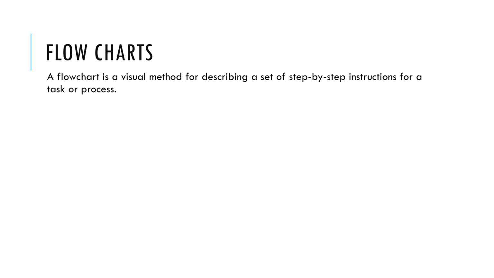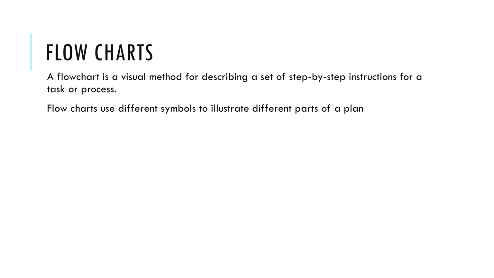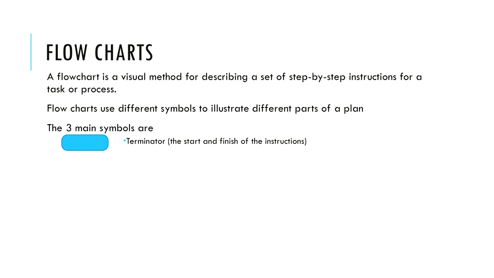So a flowchart is a visual method of describing a set of step-by-step instructions for a task or process, which means we're drawing a wee picture to make a plan of what we're doing. So we use different symbols for different parts of the plan, and the three ones we're going to be looking at are that one there, which is a terminator. That's how we start and finish the program.